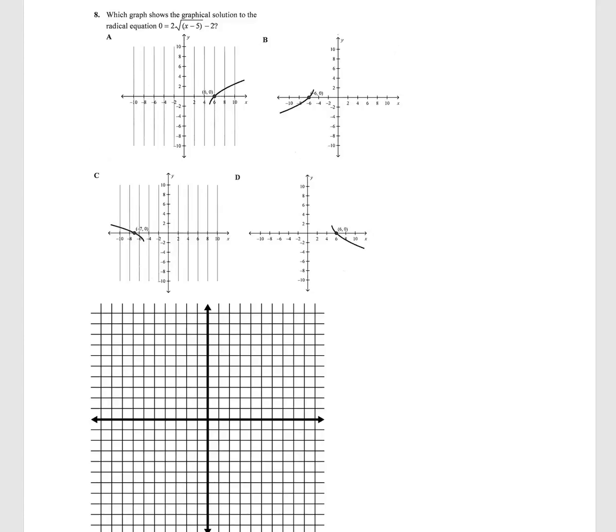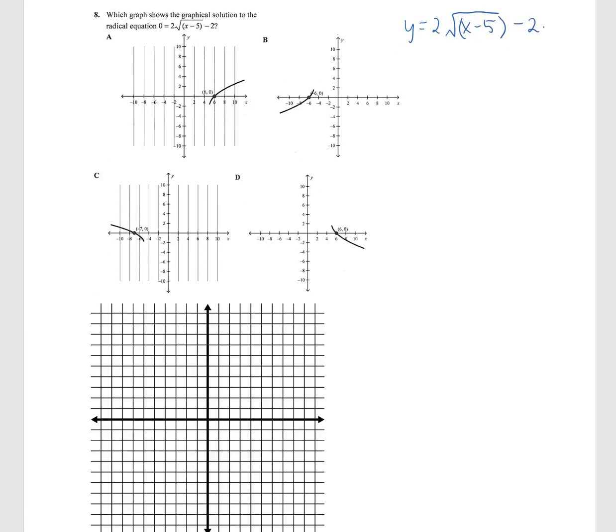Question 8 asks which graph shows the graphical solution to the radical equation 0 equals 2 times the square root of x minus 5 minus 2. So we can think of this radical equation as a function, and if we do that, what we get is y equals 2 times the square root of x minus 5 minus 2.